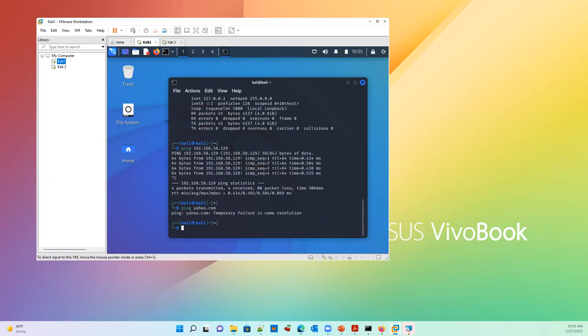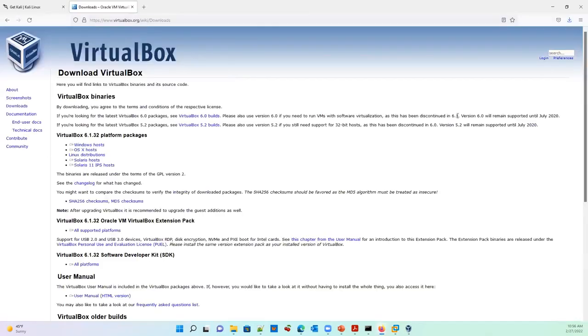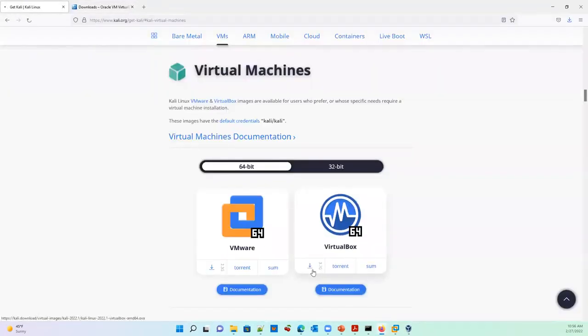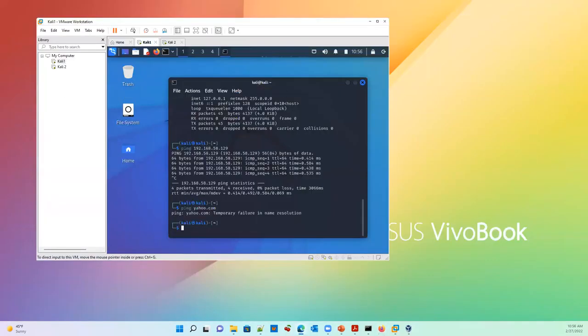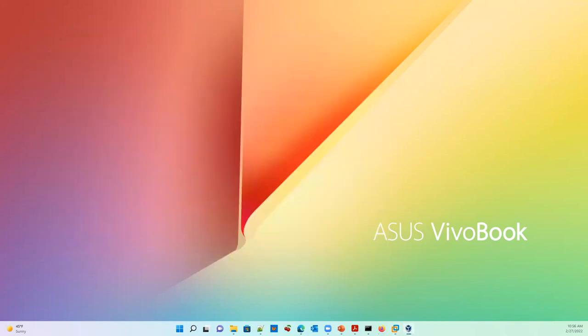Okay, I'm installing my VirtualBox. Finished. Okay, I can download my Kali virtual machine. My internet is very fast, so it should take less than a minute to download. Maybe not a minute, 7 minutes left, but it should be faster than that. So my VirtualBox is installed.